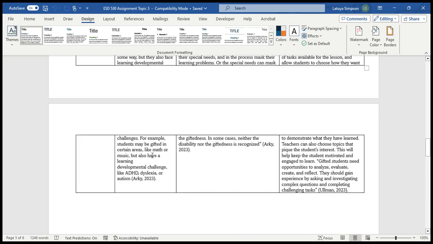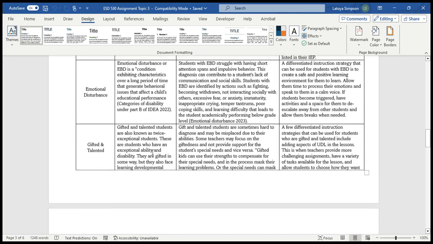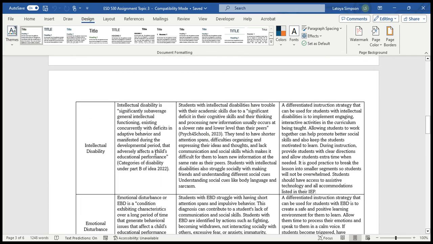Again, these have been 5 different types of disabilities that are under the Individuals with Disabilities Education Act, and different differentiated instructional strategies we can use to become effective teachers and help our students in all the ways that we can.